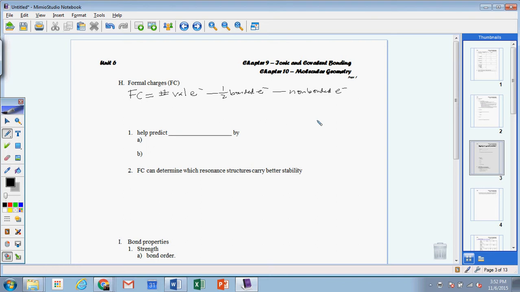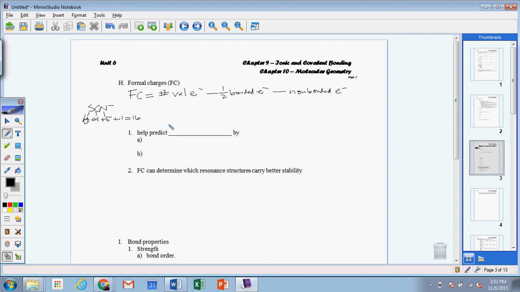So, for example, let me show you a particular structure, and we'll see if we can calculate the formal charge of a particular one. So we're going to do SCN minus. As we classically would have done, we're counting valence electrons first. So sulfur has 6, carbon has 4, and nitrogen has 5. And then we've got this extra one, so we add in one more. When I add all those up, I get 16 total electrons.